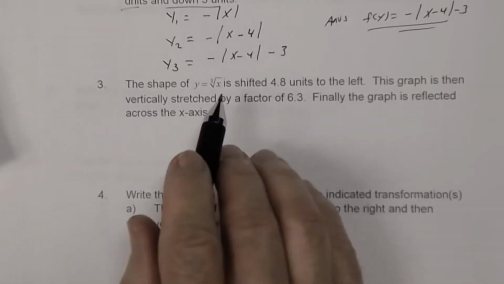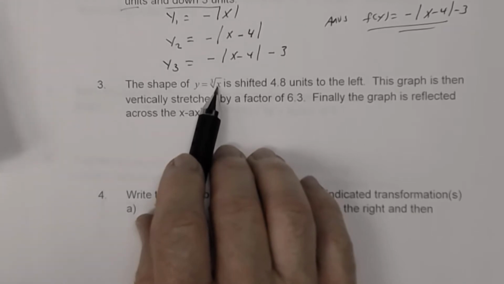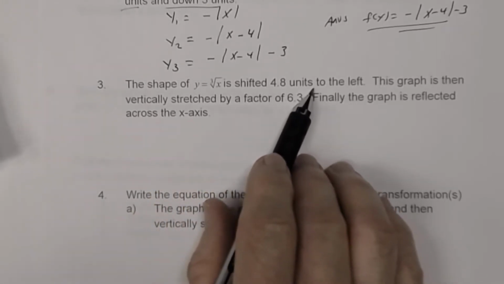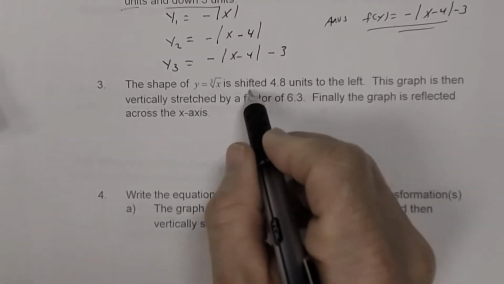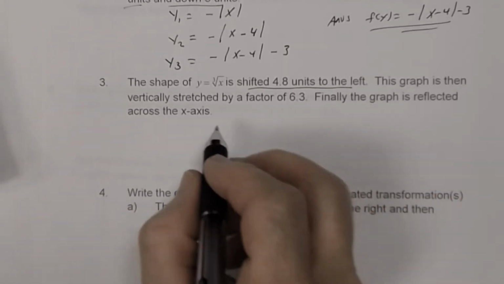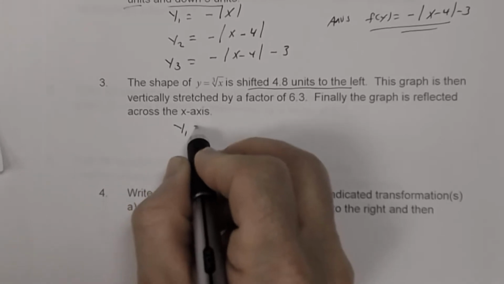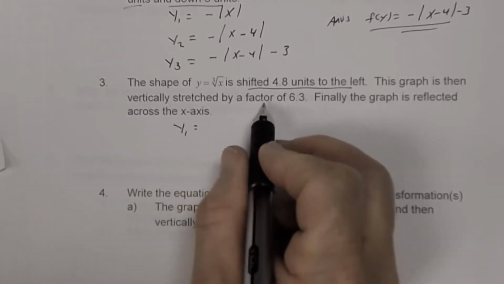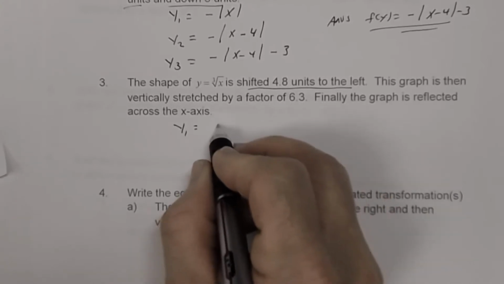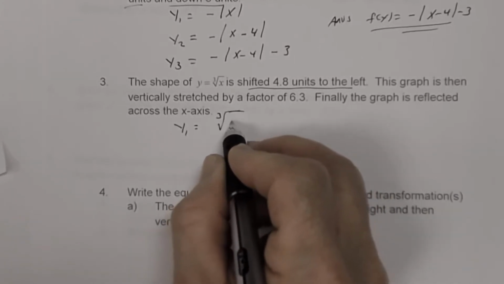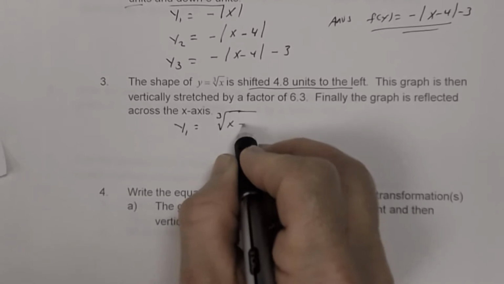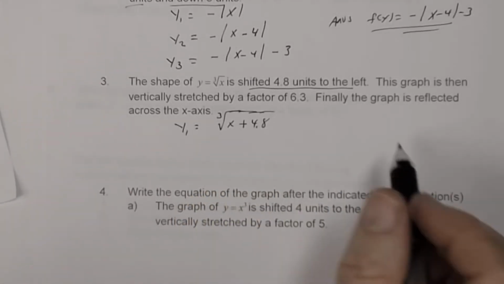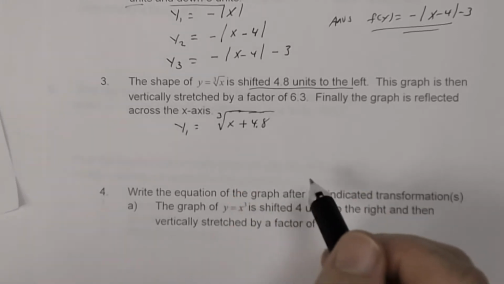This time you have the cube root function. That's your basic function, and you're shifting it 4.8 units to the left. That's horizontal, so you've got to be careful. My first transformation says I'm going to shift this graph 4.8 units to the left. So it's going to be the cube root of x plus 4.8. To the left, you think counterintuitive.